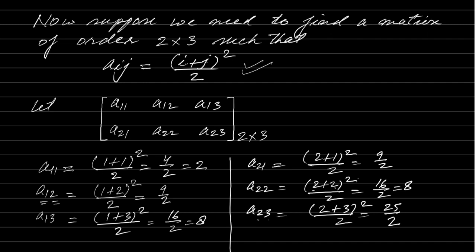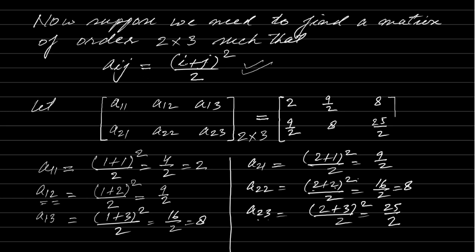Now, after obtaining all these elements, we need to substitute them in this assumed matrix. So now A11 is 2. A12 is 9 upon 2. A13 is 8. A21 is 9 upon 2. And A22 is 8. And A23 is 25 upon 2.